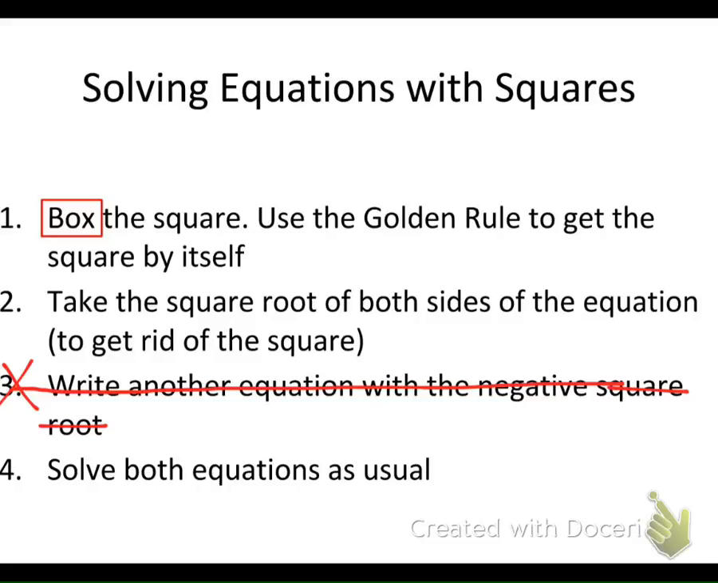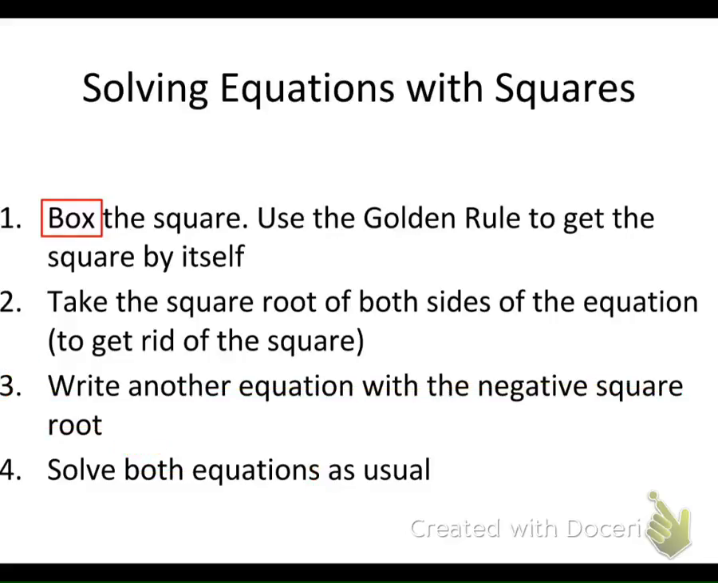So the last step, solve. Instead of both equations, solve the equation as usual, because you're not going to have 2 equations to solve. We're not going to stress that second equation. Now, when you get into geometry, you may have to solve equations. When you do squares, you might have to get 2 answers. It just depends on who your teacher is.